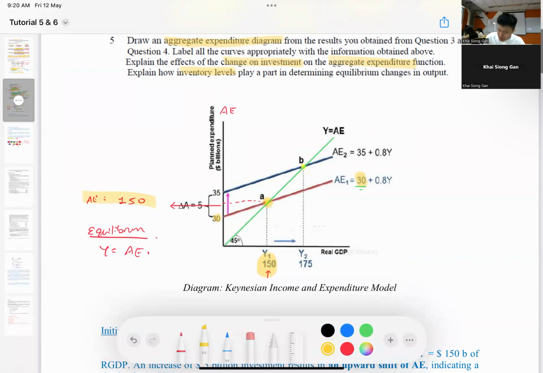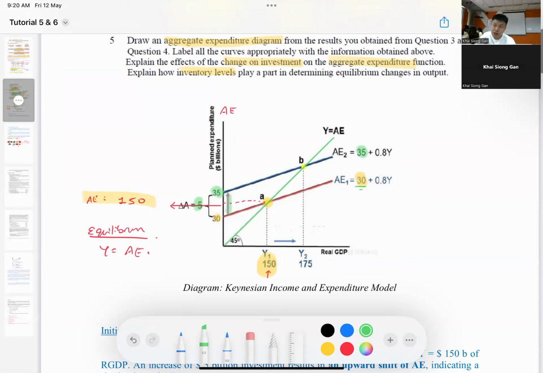Now there's an increase in the investment. Increase in investment by 5 billion. So a 5 billion increase in investment. Now here, investment is part of your autonomous expenditure, so it will add up to this autonomous part. So it becomes 35. So you plot your second graph, in which it starts from 35 here.